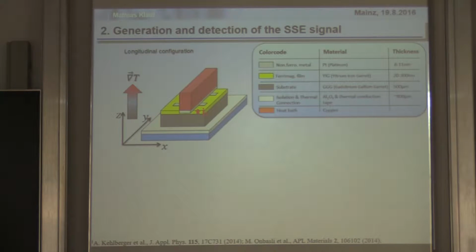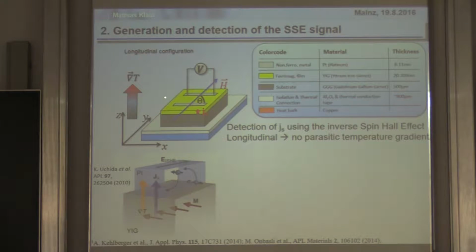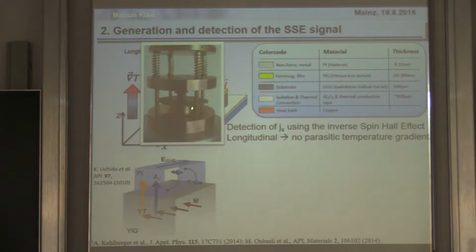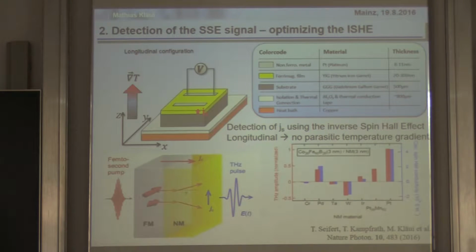So this then generates a spin current. And the spin current then, depending on the direction of the magnetization due to the applied field, will lead to a charge current due to the inverse spin Hall effect that we can measure. And this is really what it looks like. So here's the hot end, this is the cold end. You put your sample in between, and then you measure with the contacts across your sample the voltage.